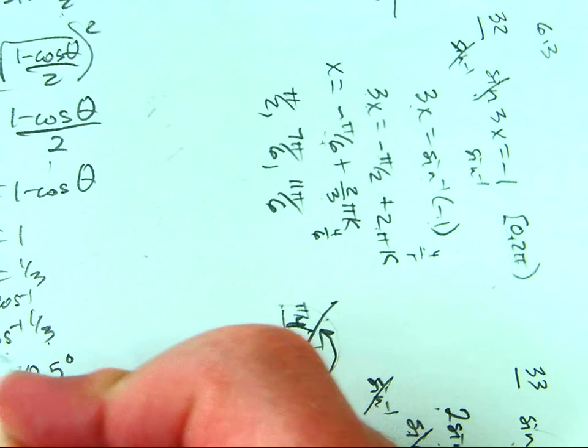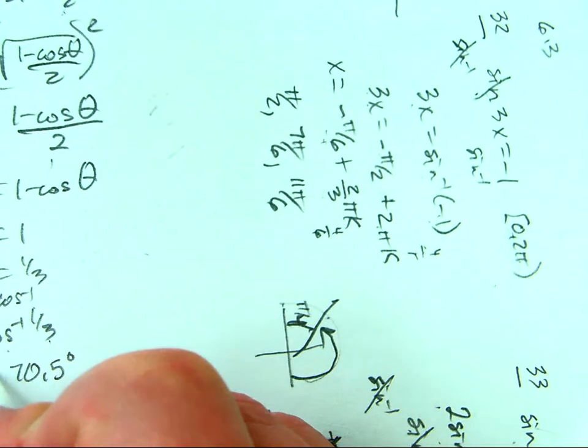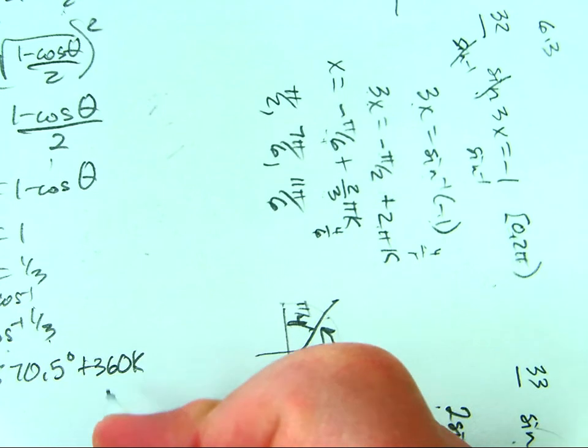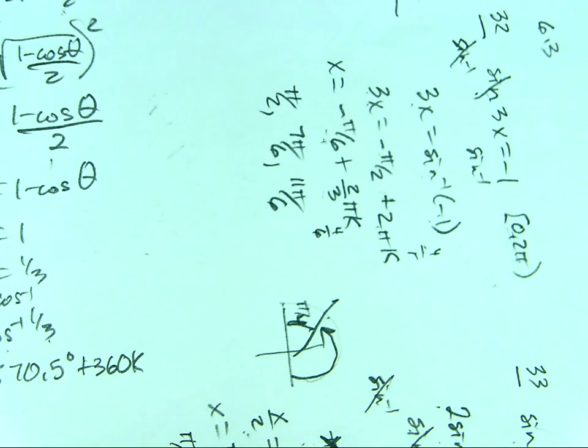Now remember, for cosine, for our two quadrants, we put a plus or minus in front and a plus 360k in the back. And this is another one that says solve for all solutions. So we're done. That is all but one of the problems on 6.3.